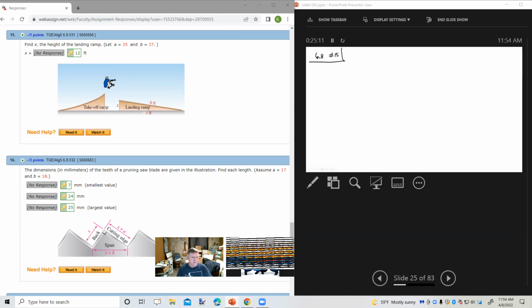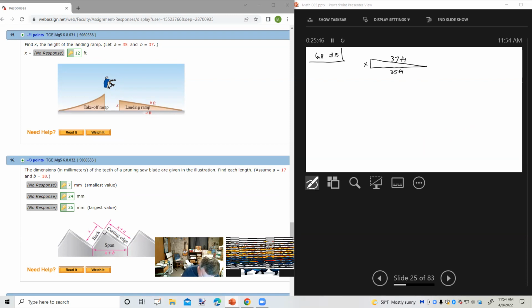Find X, the height of the landing ramp. Let A equal 35 and B equal 37. X equals what? Okay, so we've got this triangle. And this is X. The base is A feet, so that's 35 feet. The ramp is B feet, which is 37 feet.